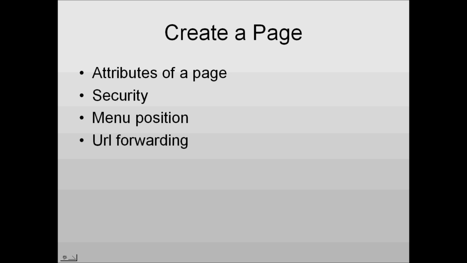One of the most important things you need to know how to do in DotNetNuke is to create a web page. So right now I'm going to teach you about what the attributes or settings of a web page are. How do you set the security or permissions or the visibility of that web page within your site? How do you position that web page in the menu, and how do you do URL forwarding, or in other words, creating a web page that simply redirects you to another web page? So let's get started.